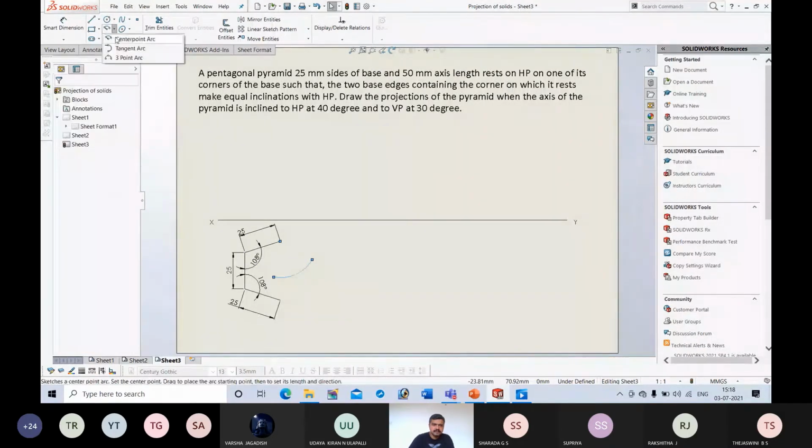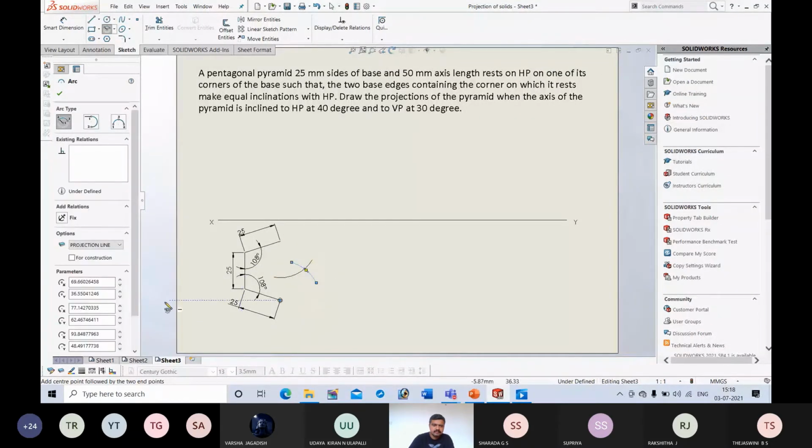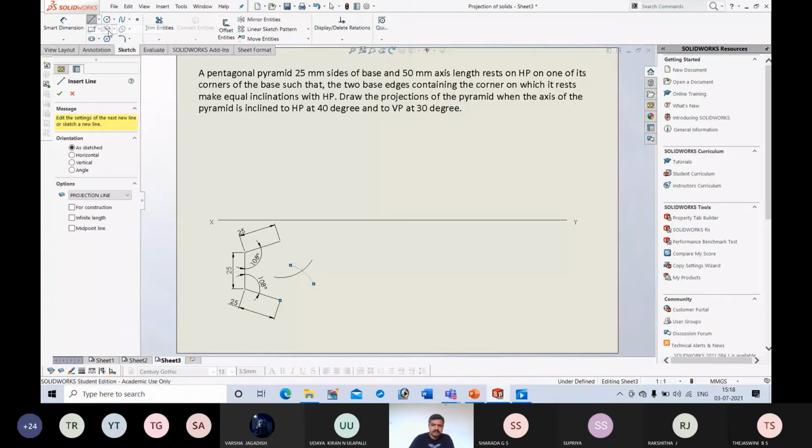Next, so this has center. Draw one more arc. Radius will be 25. Okay, then connect the points.